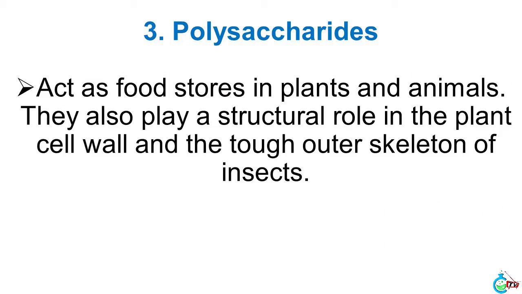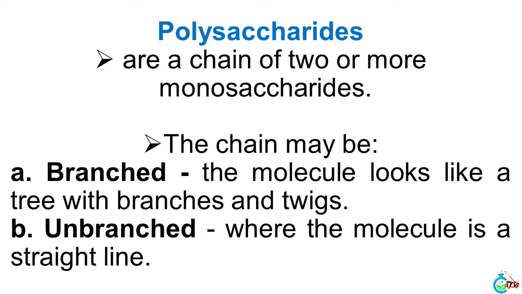3. Polysaccharides act as food stores in plants and animals. They also play a structural role in the plant cell wall and the tough outer skeleton of insects. Polysaccharides are a chain of 2 or more monosaccharides. The chain may be a. Branched, where the molecule looks like a tree with branches and twigs, or b. Unbranched, where the molecule is a straight line.